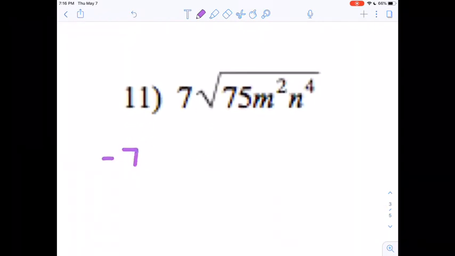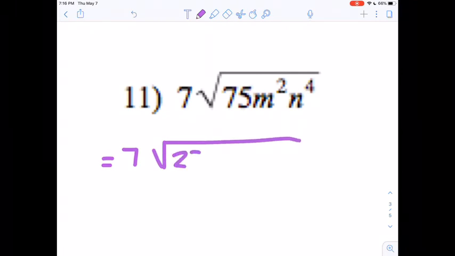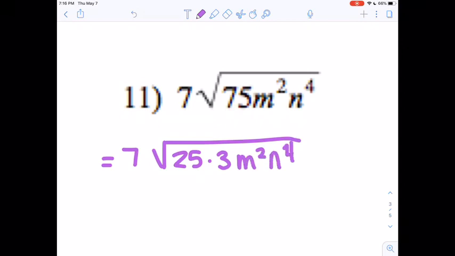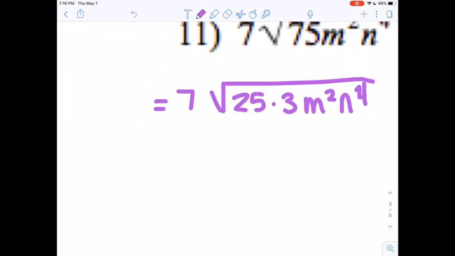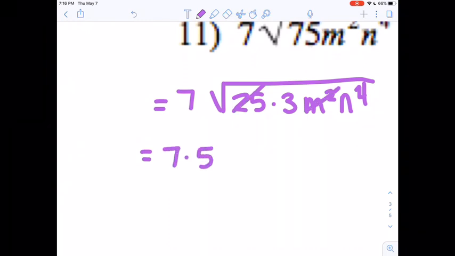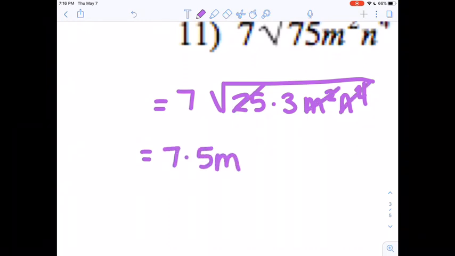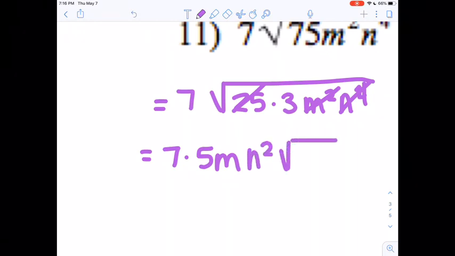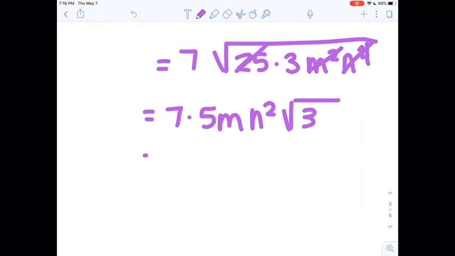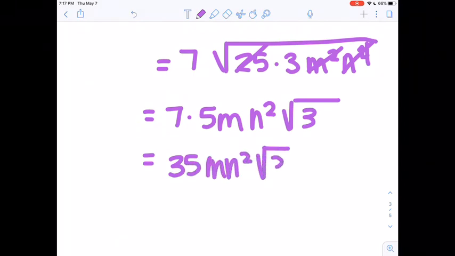Number 11. 25 goes into 75 3 times. And I don't need to fix m squared or n to the 4th because those are both even. So the square root of 25 is 5. M squared is m. N to the 4th is n squared. And what I have left inside is 3. So 35 mn squared, square root of 3.